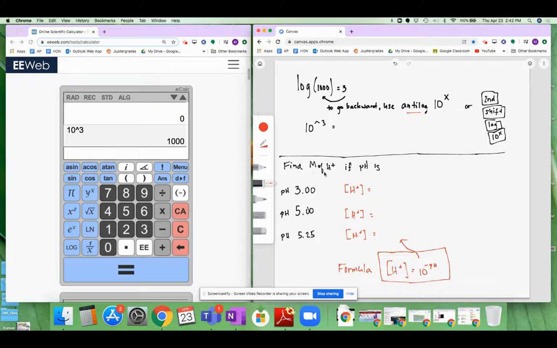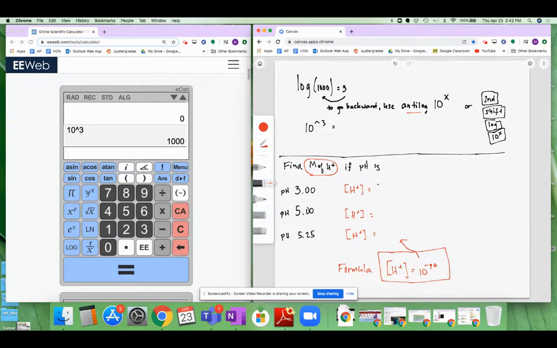If you wanted to find the molarity of H plus and they give you the pH, let's say it's pH 3. You know it's going to be 1 times 10 to the negative 3, right? That's the molarity of the H plus. Well, how do you plug it in? The formula looks like this. The molarity of H plus is equal to 10 to the negative of the pH.